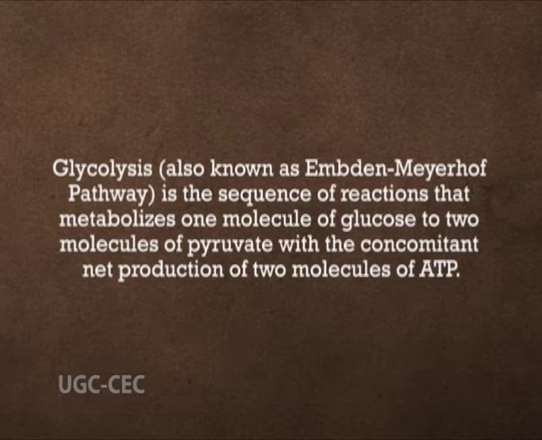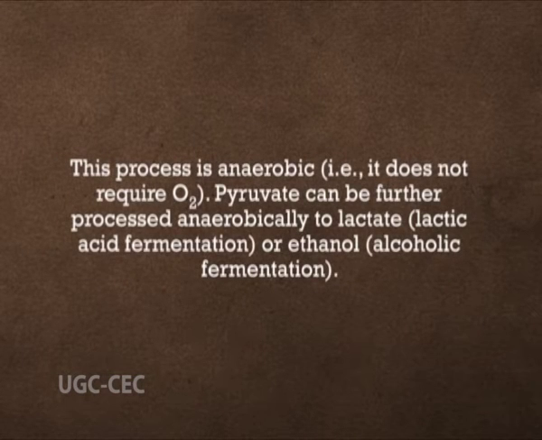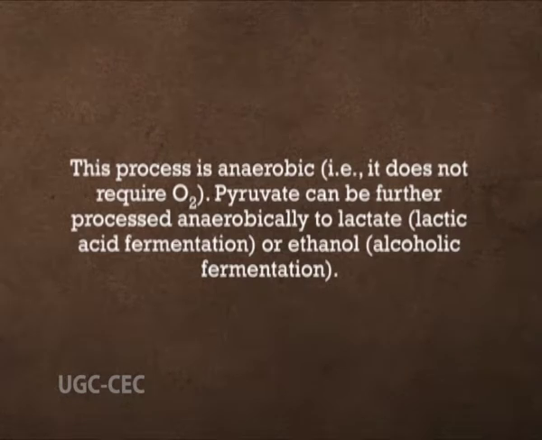Glycolysis, also known as the Embden-Meyerhof pathway, is a sequence of reactions that metabolizes one molecule of glucose to two molecules of pyruvate with the concomitant net production of two molecules of ATP. This process is anaerobic, that is, it does not require molecular oxygen. Pyruvate can be further processed anaerobically to lactate in the case of lactic acid fermentation or ethanol in the case of alcoholic fermentation. Under aerobic conditions, pyruvate can be completely oxidized to carbon dioxide, generating much more ATP.